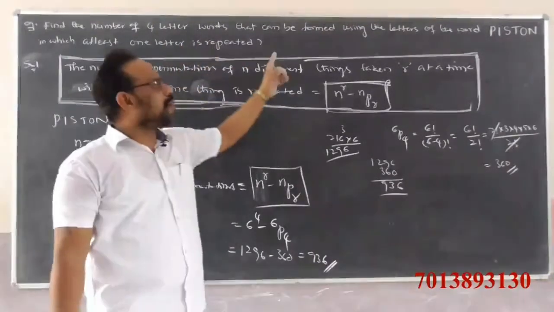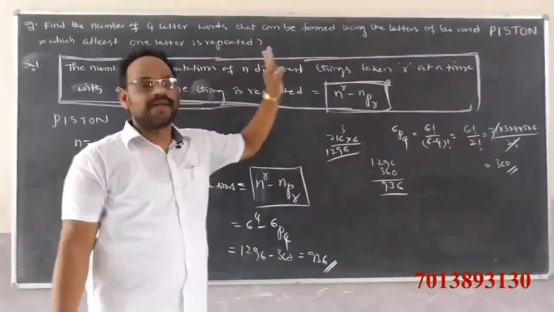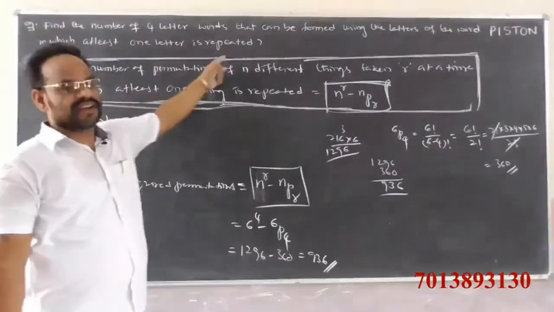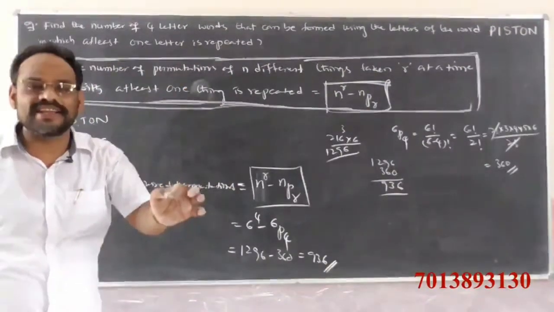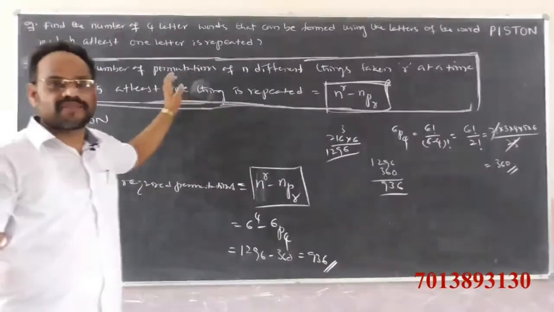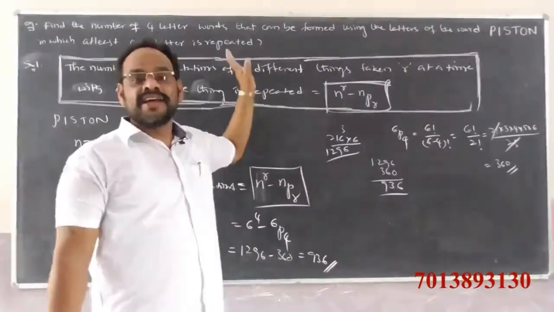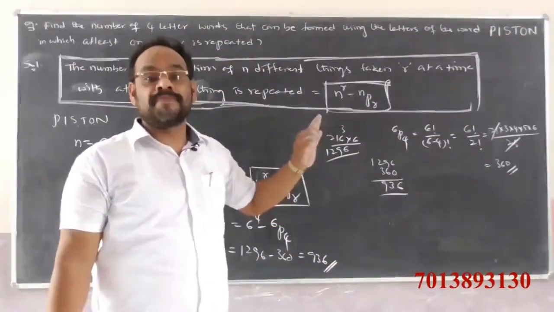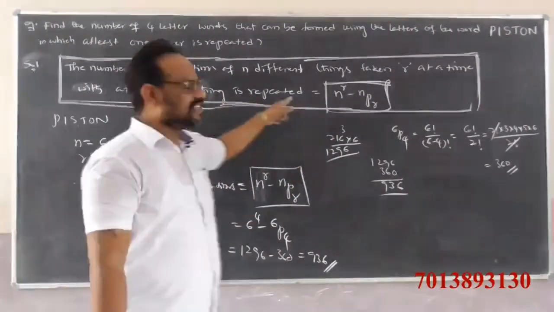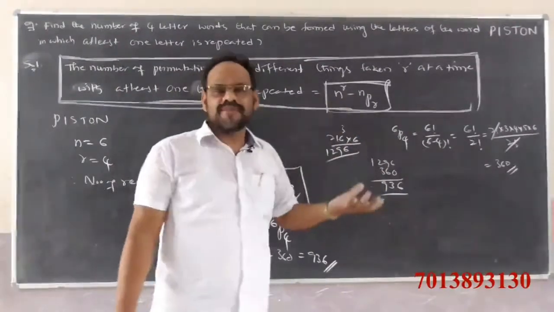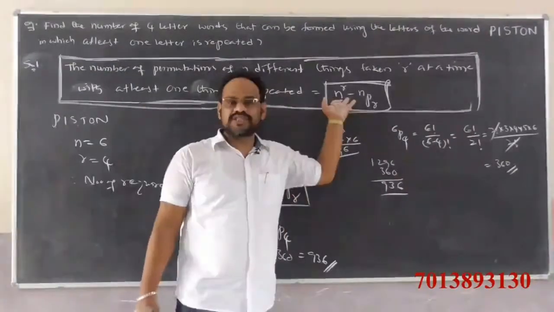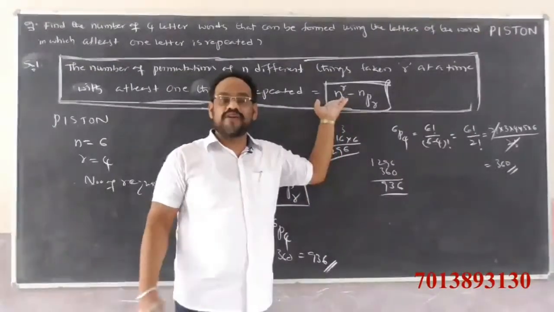Find the number of four letter words that can be formed by using the letters of the word PISTON, P-I-S-T-O-N, in which at least one letter is repeated. How to calculate this? We have a formula. The number of permutations of n different things taken r at a time with repetition allowed is n power r. That means for all arrangements, the total permutations with repetition allowed is n power r.